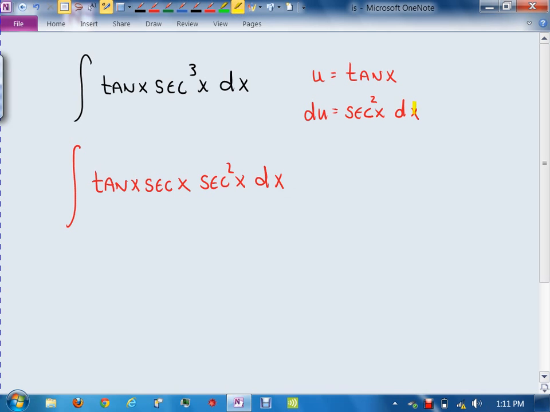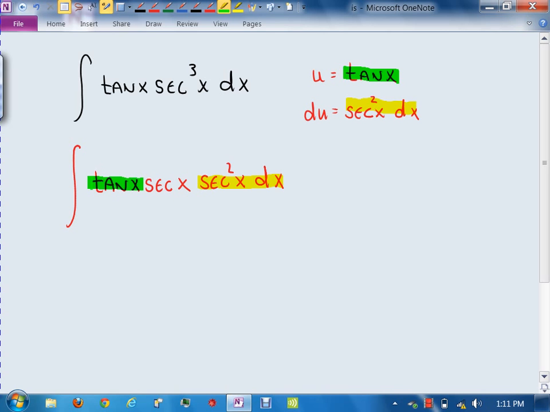And if I did that, then I've got my secant squared dx right there, correct? And I've got my tangent u right here, or tangent x. But the problem is that secant x. Can I get my secant x in terms of tangent? There's no quick identity to turn secant into tangent. So this looks like it may be leading me down the wrong road. So let me try the other way.